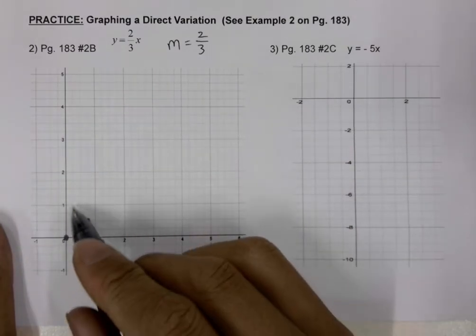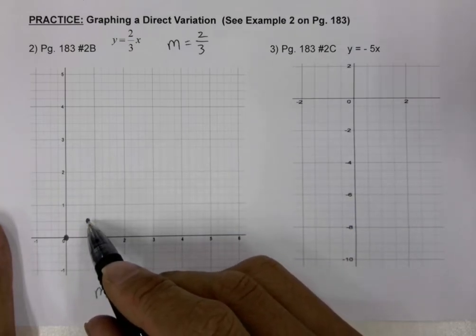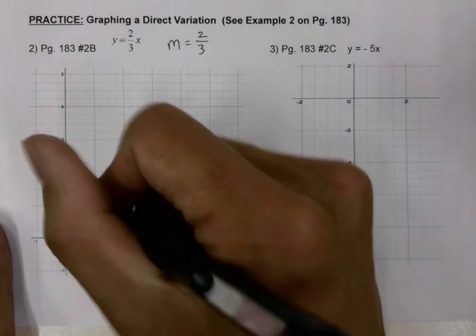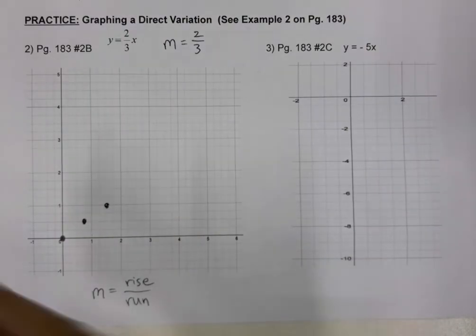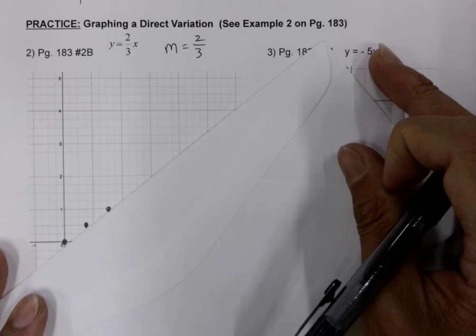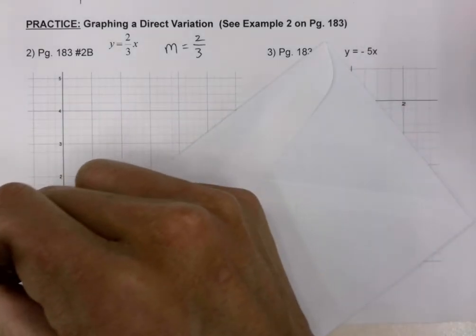You can continue to do that several times to get an accurate drawing of the graph. Up 2, over 3. And now let me get a ruler and draw my line.